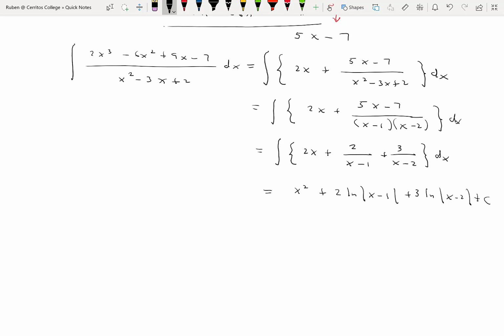So the key to case 2 is when the degree on top is equal to or more than the degree on the bottom, the denominator, you use long division first. The long division will then produce some polynomial, in this case 2x, plus a rational expression that is back into case 1. The rational expression left over has a numerator with degree less than the degree of the denominator.